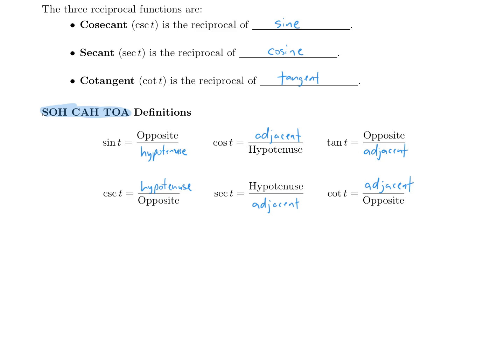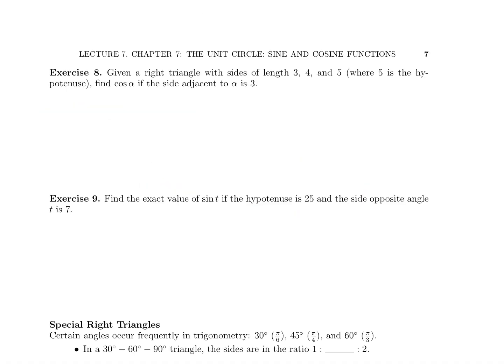So oftentimes you'll just get these 3 here, the main 3 ones, sine, cosine, tangent. And then to get the other 3, you simply have to take the reciprocal of the ratios, and then that'll give you the cosecant, secant, and cotangent. Okay, let's move on to the next page.